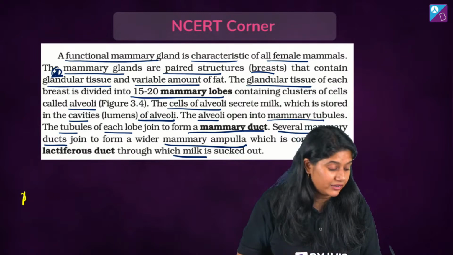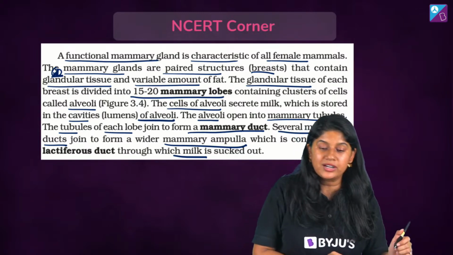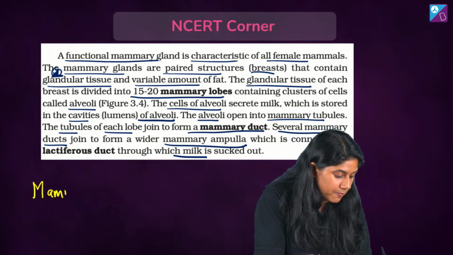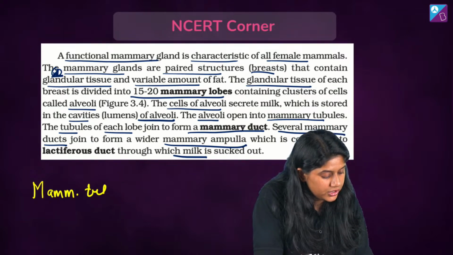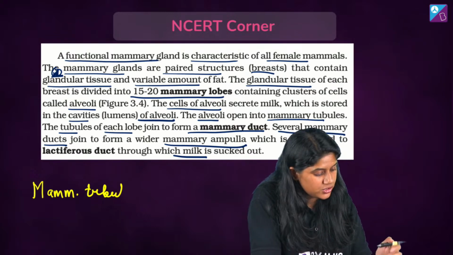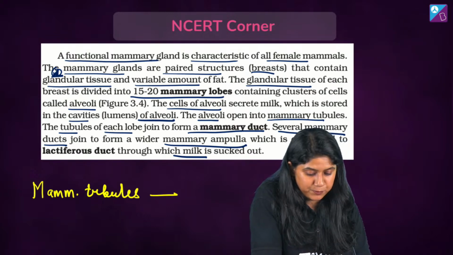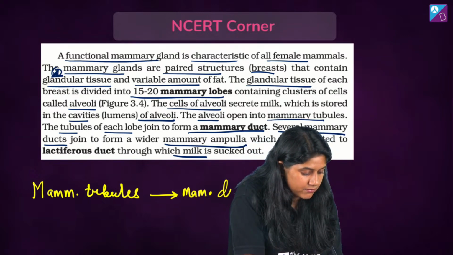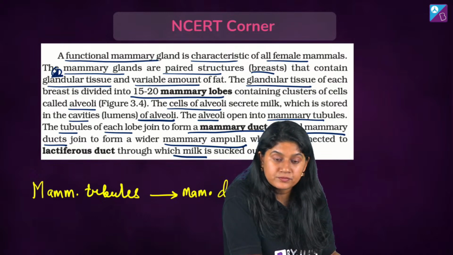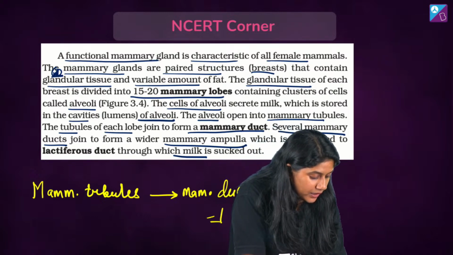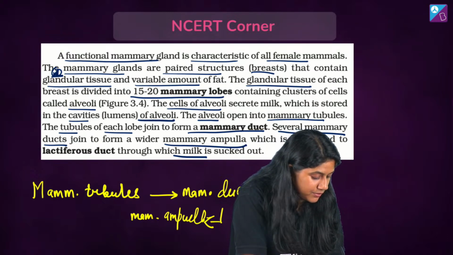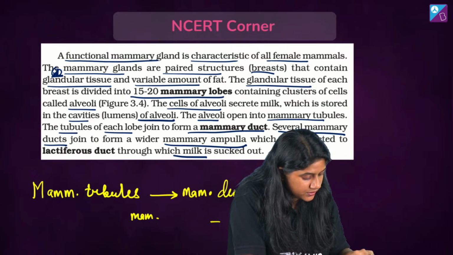So I'll write. I think Rajanya has actually made it really very easy. Write what we have. We have mammary tubule. Right? We'll write like this, tubule. Then we'll put an arrow. Then we have mammary duct. Right? Then from the duct it goes to the ampulla. Mammary ampulla.